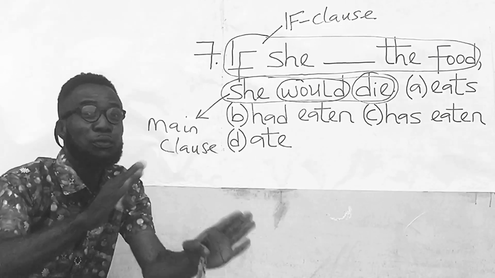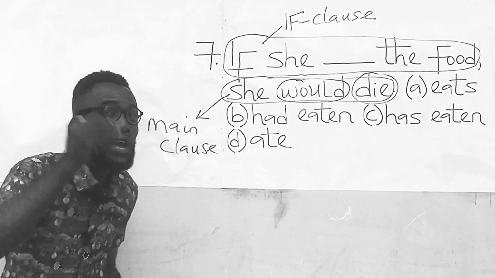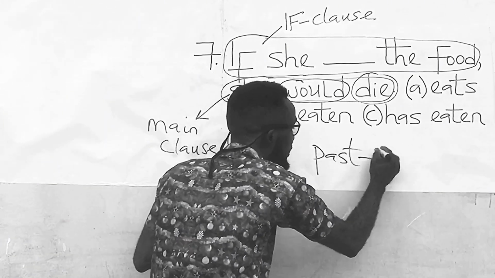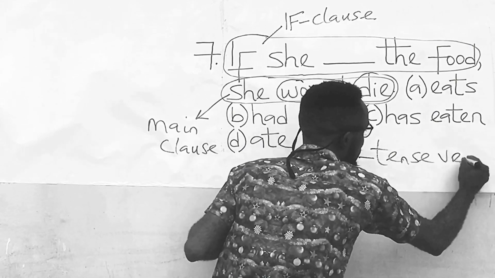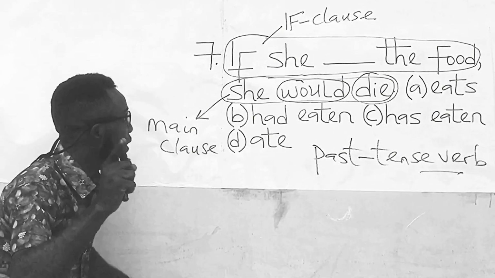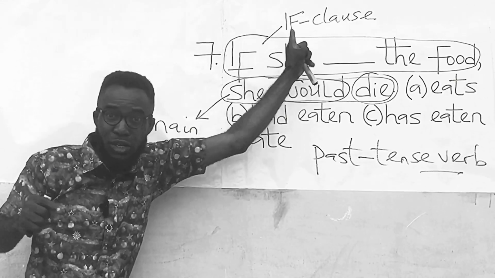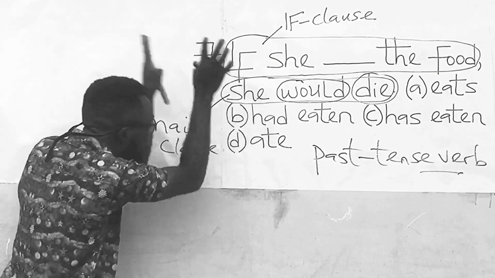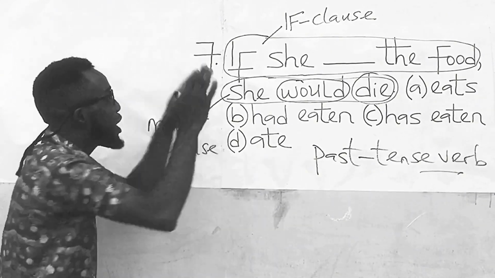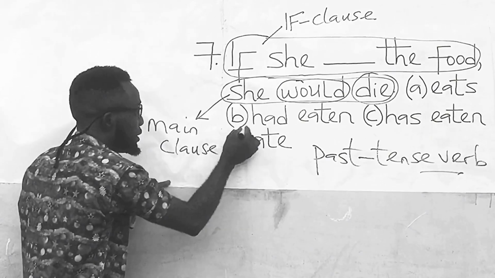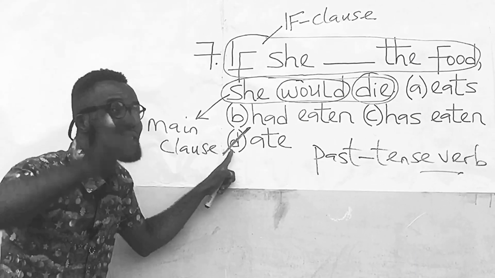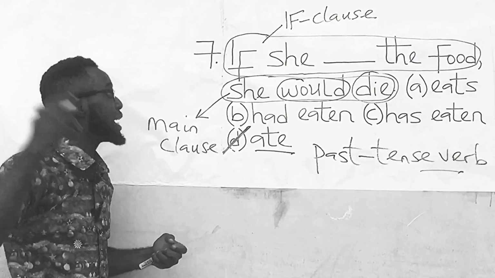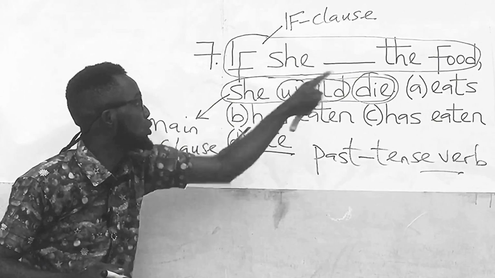If you trace Roman figure 2 to the if clause, you will find out that the if clause should carry a past tense verb. In other words, the gap in the if clause here should be filled with a past tense verb, since we are using Roman figure 2 to answer this question. For that reason, the correct option for this question is option D, because it is option D that contains a past tense verb, which is ate, because the past tense of eat is ate. So that the question reads, if she ate the food, she would die.